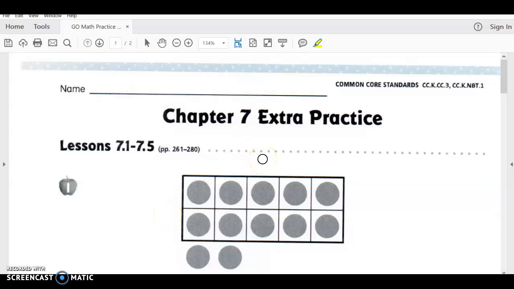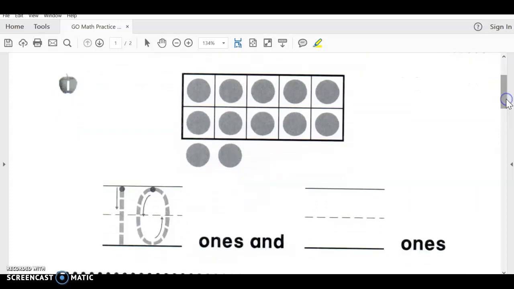So the first problem that we saw in our extra practice is a 10 frame with a couple extra counters at the bottom. So we need to count how many there are altogether. And you know from in class, when we see a 10 frame that is filled, we don't need to count. We know that that's 10. So I can start at 10 and go from there and count 11, 12. Now I know that there are 12 altogether.